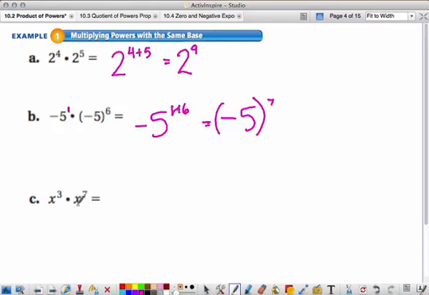We'll do the same thing if we have a variable on C. We're multiplying x to the 3rd power times x to the 7th power. We keep our base of x and we add our exponents, and 3 plus 7 is 10.